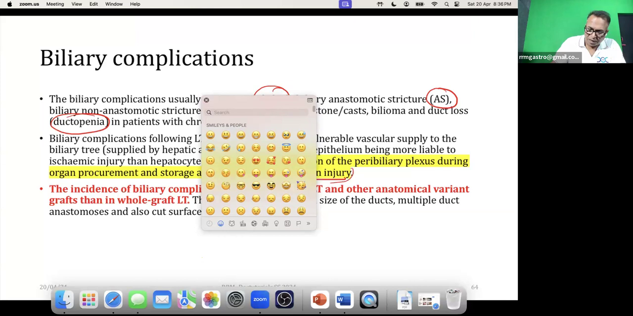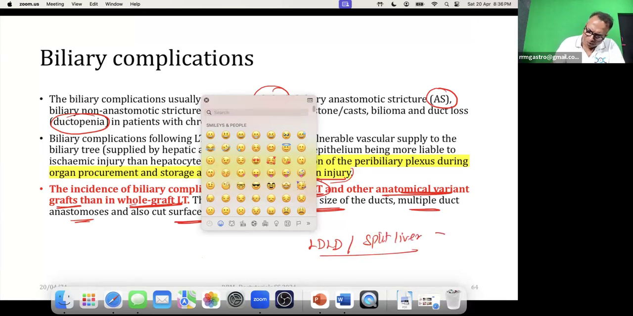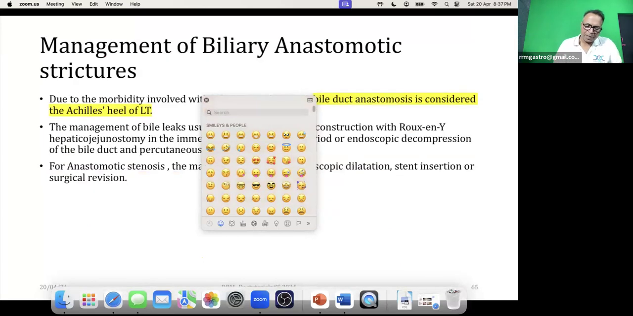The incidence of biliary complications is higher in live donor transplant and other anatomical variant grafts than in whole graft liver transplant. This is because of small size of the ducts, multiple duct anastomosis, and also cut surface leak. It is high in live donor liver transplant. Split liver transplant is more common than whole liver, again because of the smaller ducts. We are going to do the anastomosis, so we have more risk of biliary complication.